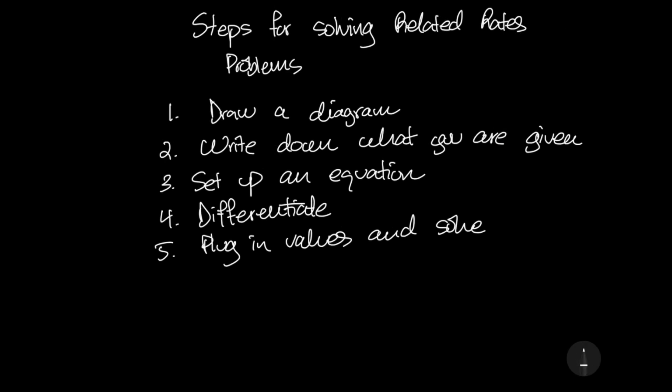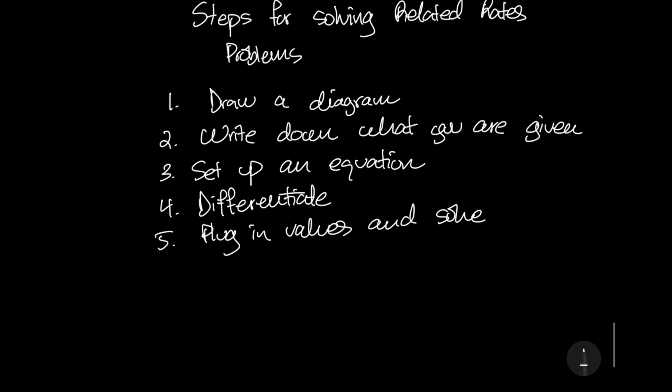So there are a series of steps that you can use to help you solve related rates problems. The first step is always draw a diagram. Always draw a diagram, because when you draw a diagram, that helps you visualize what you're trying to do better. After drawing a diagram, write down what you know. This is also a very essential step. Write down what you were given.